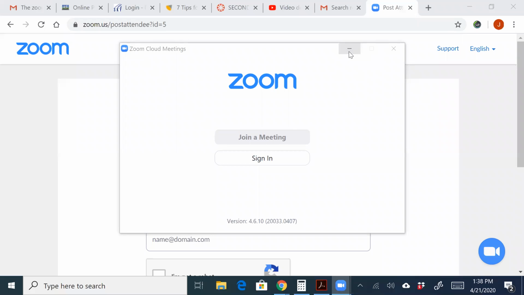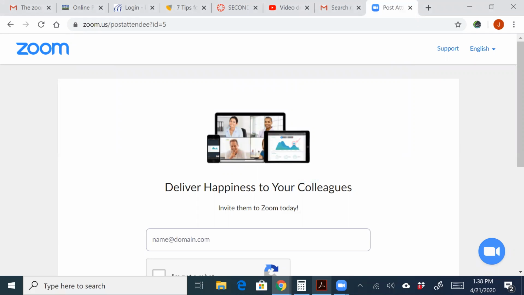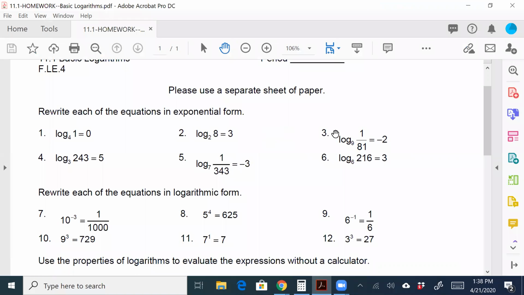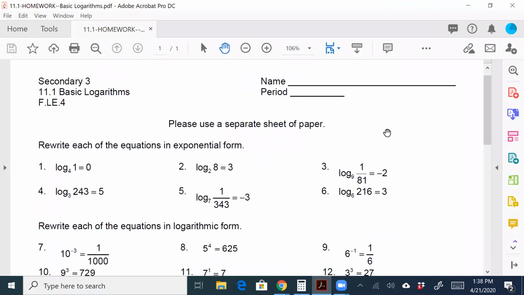Okay, so I'm going to work through a few problems. Take a look at some of the problems here. So rewrite each of the equations in exponential form. When you're working on this kind of problem with logs and exponents, I think it's a good idea to write at the top of your paper.